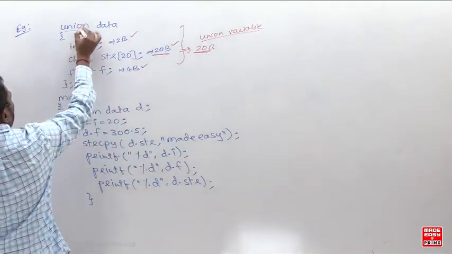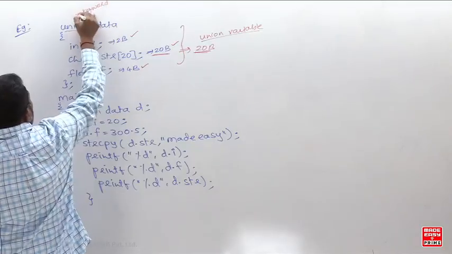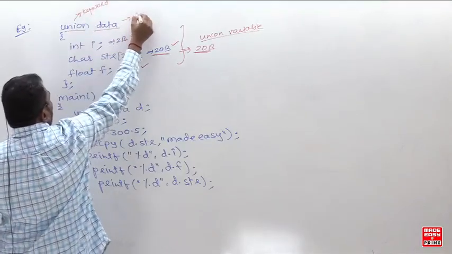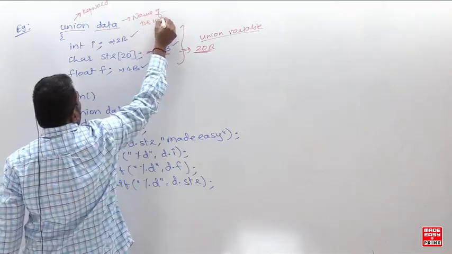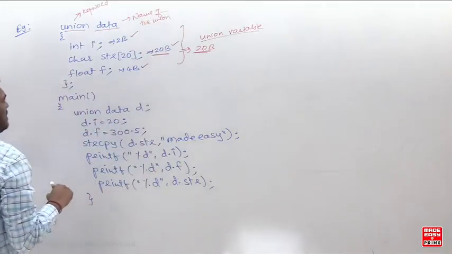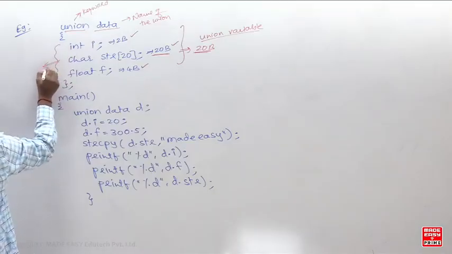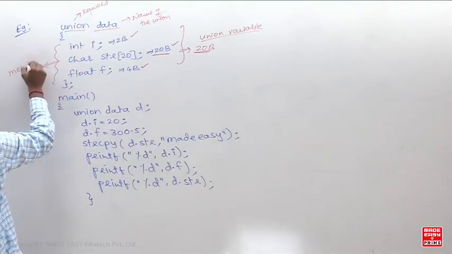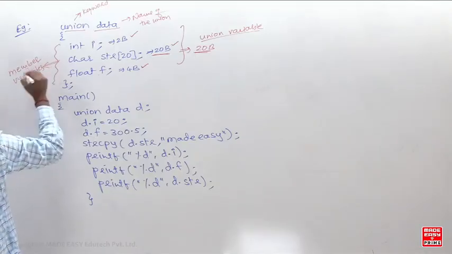And look here, what is this union? This is the keyword. Same thing, you cannot change. That is the keyword. And this is what here? Name of the union. Is that clear? And the same thing, these are called what? These are called member variables.